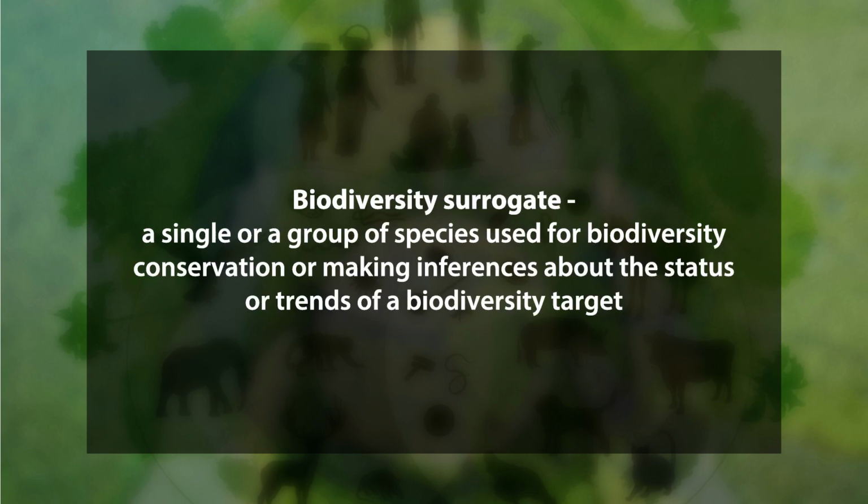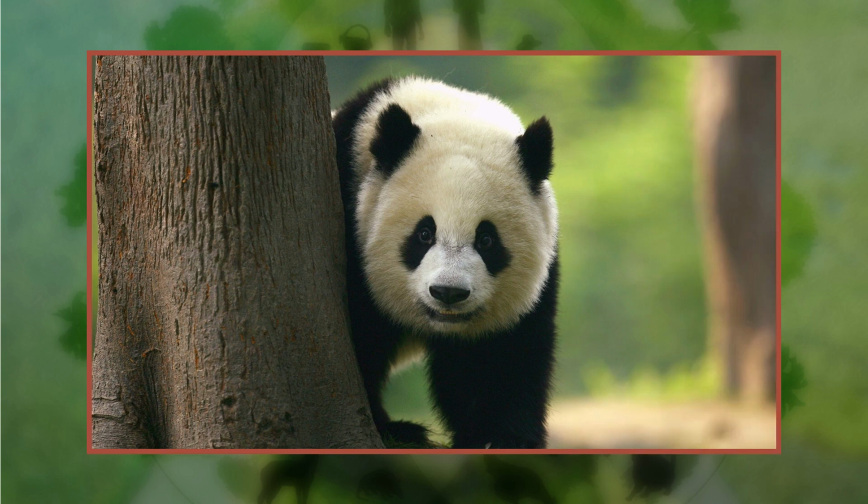Biodiversity surrogate is a single or a group of species used for biodiversity conservation or making inferences about the status or trends of a biodiversity target. Surrogate species are used as a conservation tool that monitors habitat health and measures effectiveness of conservation efforts.